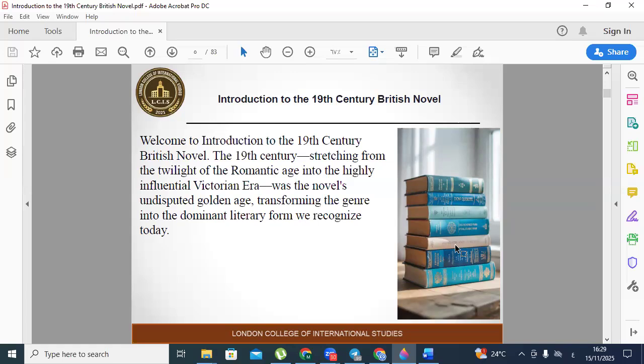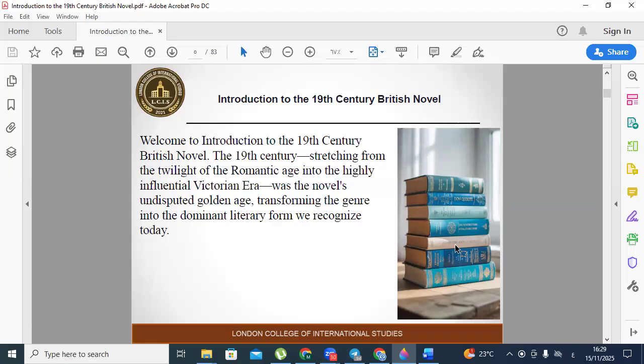This wasn't just quantitative growth, it was qualitative transformation. Victorian novelists didn't just write more novels, they fundamentally changed what novels could do. They developed techniques for psychological depth, created complex plot structures, experimented with narrative voices, and addressed contemporary social issues with unprecedented directness. This course offers a comprehensive survey from approximately 1800 to 1900.